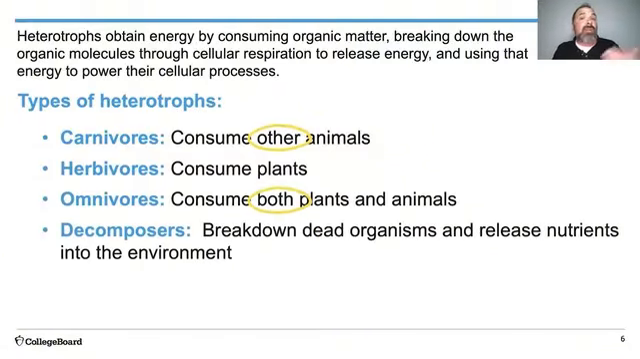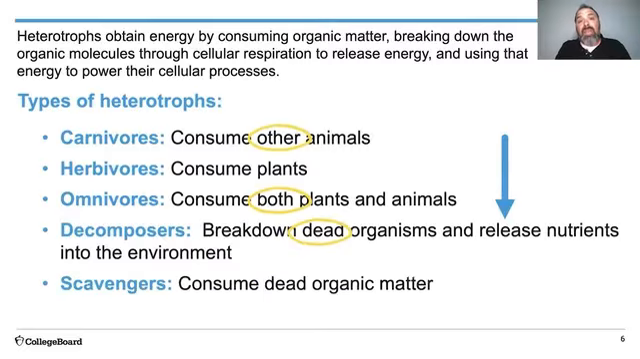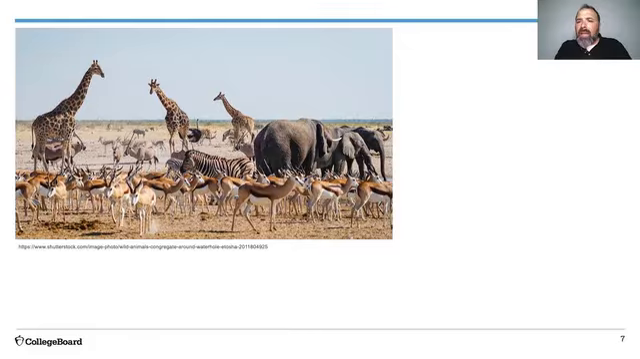Decomposers, which are very important in cycling of nutrients, break down dead organisms and release those nutrients back into the environment. And again, the key there being release. And then of course scavengers, which consume dead organic matter. So all of these heterotrophs are involved in that movement of materials and matter through the environment. So again, going back to scavengers, that material is dead. So I've got a picture here.